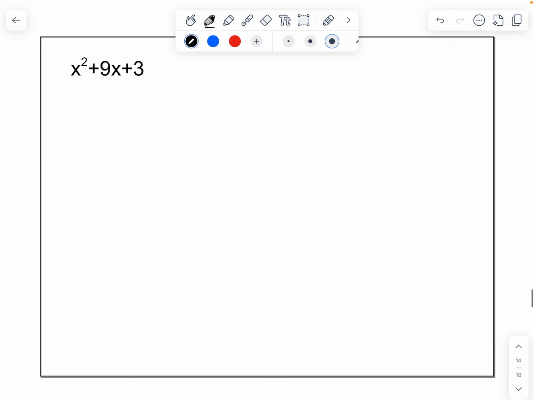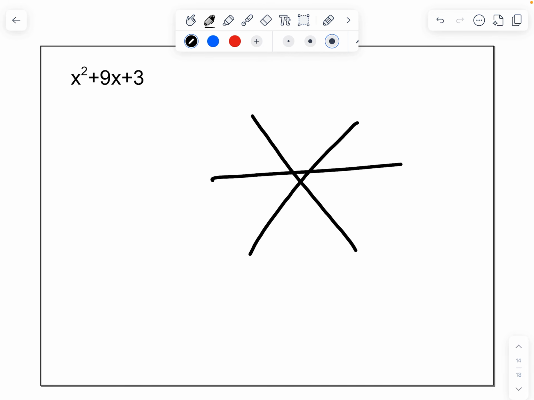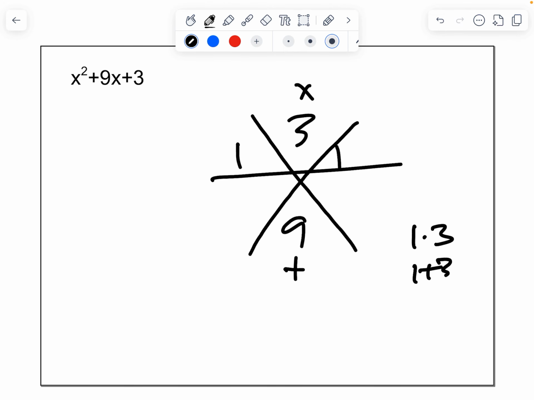This is an example of one where you can run into ones that just don't break down, right? So 3 on top and 9 on bottom. Is there any way to multiply to 3 and also add to 9? There's not. 1 times 3, 1 plus 3 does not give you 9. There's no way to make that combination. So if you ever can't make the combination, it's just prime.